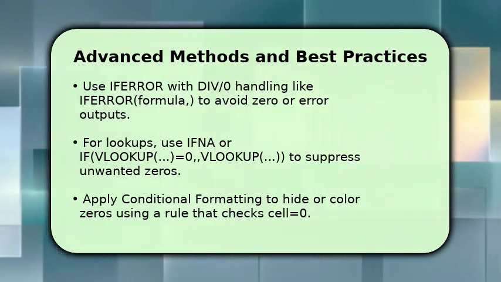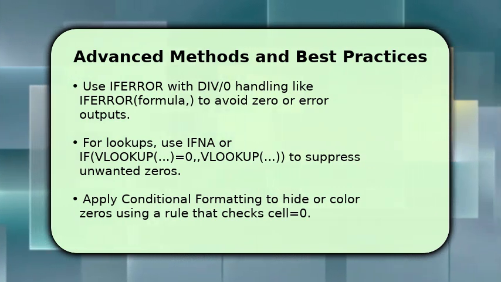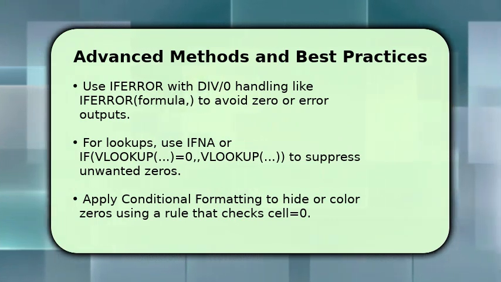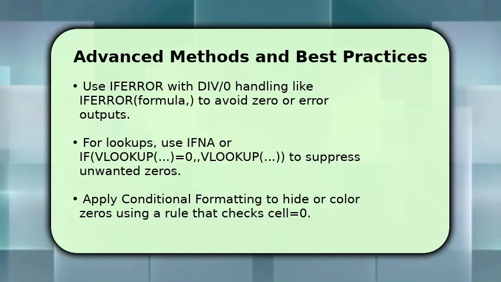Apply conditional formatting rules that change display color or hide zero values when the cell equals 0. Document any hidden zero rules so collaborators understand data behavior and maintain transparency across reports.